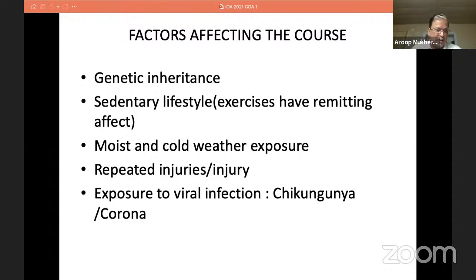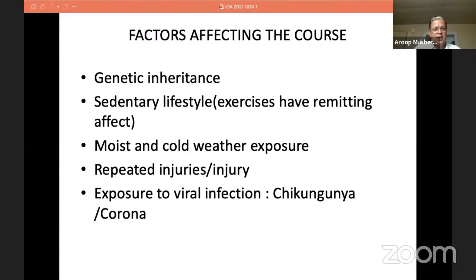Now, to my definition, there has been a lot of confusion in deciding this is osteoarthritis, this is rheumatoid arthritis. Rheumatoid arthritis is more of a systemic disorder and osteoarthritis more of a regional disorder, but both are inflammatory in nature. Genetic inheritance dominates osteoarthritis also. Osteoarthritis can be put under remission by regular exercise, whereas rheumatoid arthritis needs regular medication as well as exercises.